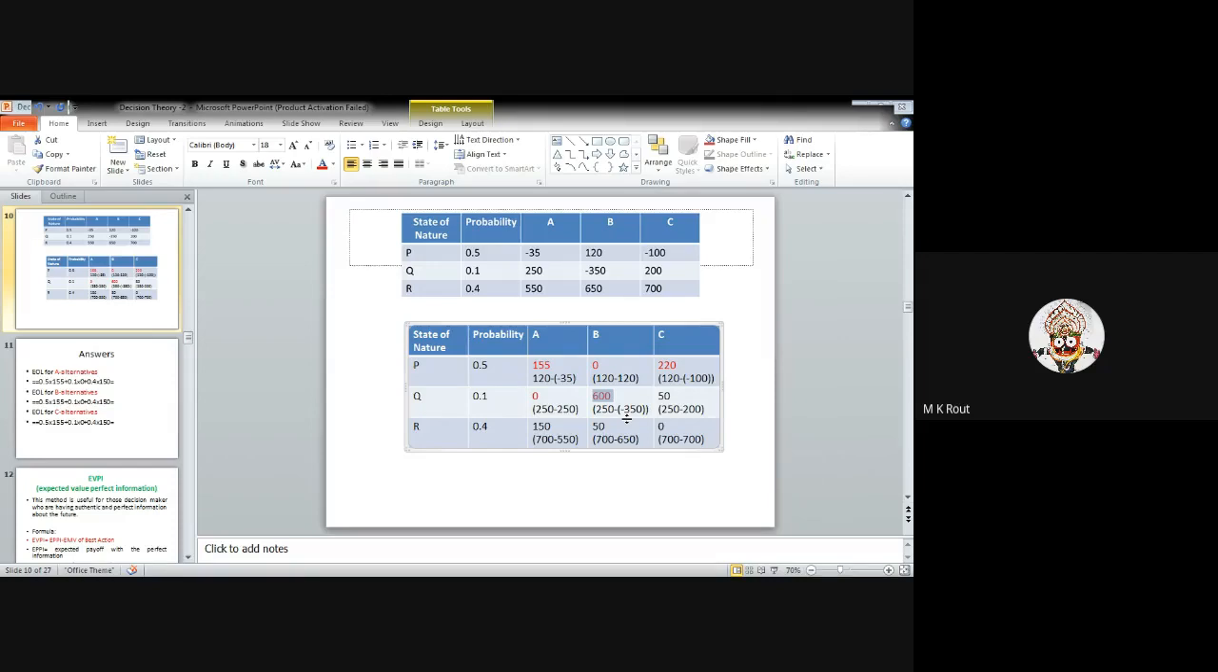Is it clear? Yes, sir. In the first row, the maximum value is 120. In the second row, we have 250. Similarly, in row 3, we have 700 as the maximum value. That maximum value should be subtracted from the other values. The last one in row 2 is 250 minus 200, that equals 50. Moving to the next one, the maximum value here is 700. That means 700 minus 550, how much? 150. Moving to the next one, 700 minus 650, that equals 50. And the last one is 700 minus 700, that equals 0.